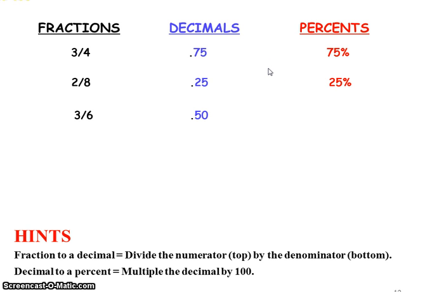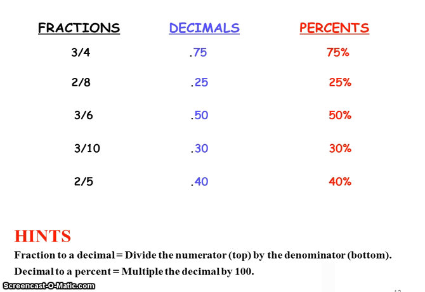3 over 6 is a half. If you had a pie with 6 pieces, you ate 3 of them, you ate half. That's represented by 0.5 in decimal, and of course 50%, and so on and so on. 3 over 10 equals 30%, 2 over 5 equals 40%. So fraction to a decimal, again, divide the numerator by the denominator, and decimal to percent, multiply the decimal by 100.